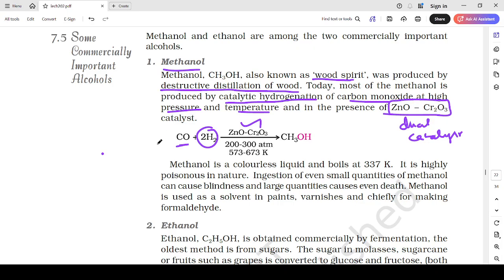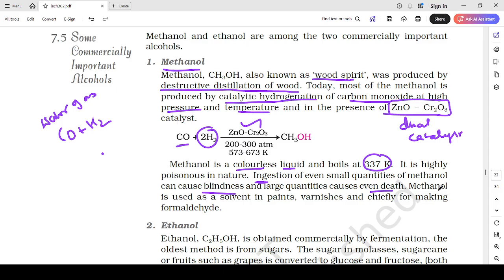Okay. So this combination that you're seeing right now, carbon monoxide plus hydrogen, is called water gas. Methanol is a colorless liquid, boils at a certain temperature, and it's highly poisonous in nature. We understood why it is poisonous: it gets oxidized by our enzymes to form formic acid. Ingestion, that means eating, even a very small quantity of methanol can cause blindness and even death.